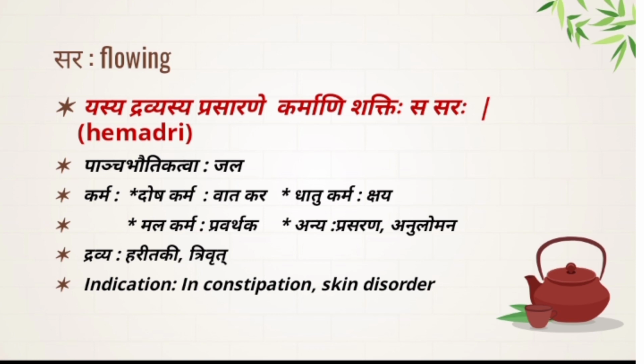Next is sara, flowing. Yasya dravyasya prasarane karmani shaktihi sa saraha. The one which spreads, reason for spreading is nothing but the saraguna. Panchabhautikatva is jala, dosha karma is vatakara, dhatu karma is dhatu kshayakaraka, mala karma is mala pravartaka. So in the conditions of constipation, we can prescribe it. Anya karma like prasarana, anulomana it does. Dravyas are nothing but the haritaki and trivrut.